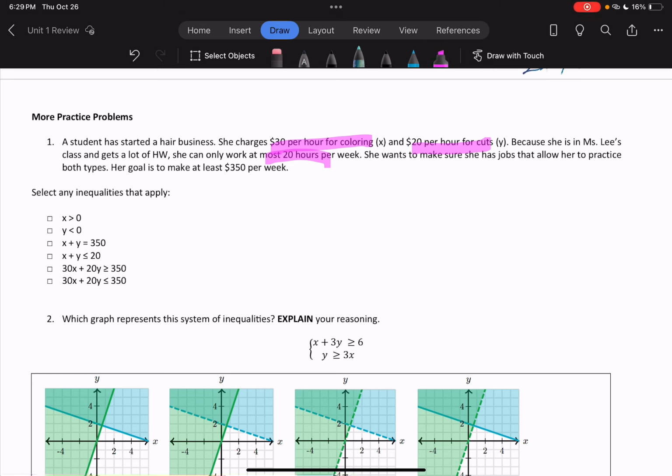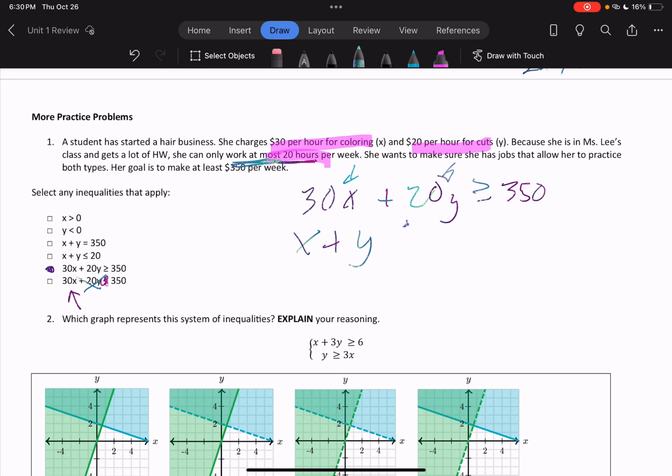So what I suggested you do is you first start by writing your own, okay? And so if we have 30 per coloring plus 20 per cut, and she wants to make at least $350, that's one of my inequalities. And I see that one right here. This one right here is wrong because it says at least, which means she could make more, and this has a less than sign. All right, so that one's not it. The other one is 20 hours per week. So this x and y represent the number of hours she's working, so x plus y, and she can work at most because she's a student, so that has to be less than or equal to 20. So this is another one.